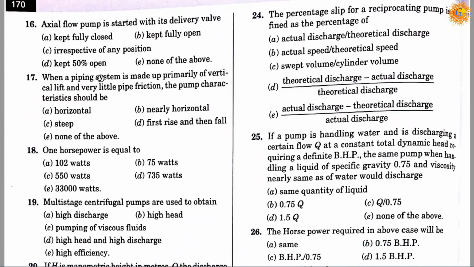Question number 16. Axial flow pump is started with its delivery valve option A, kept fully closed, option B, kept fully open, option C, irrespective of any position, option D, kept 50% open, and option E, none of the above. The correct answer is B, it will be kept fully open.